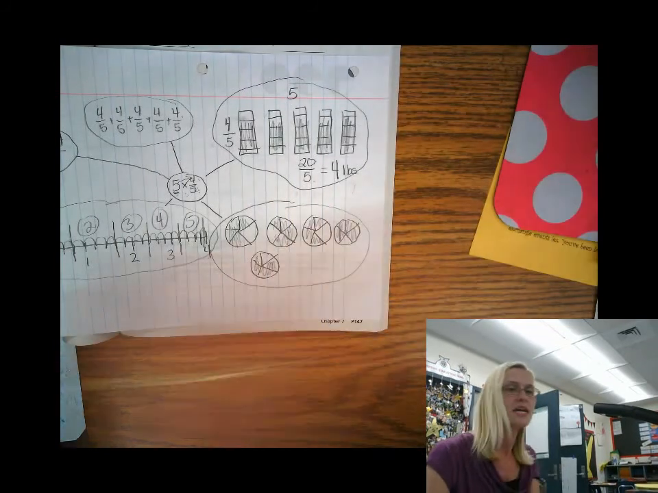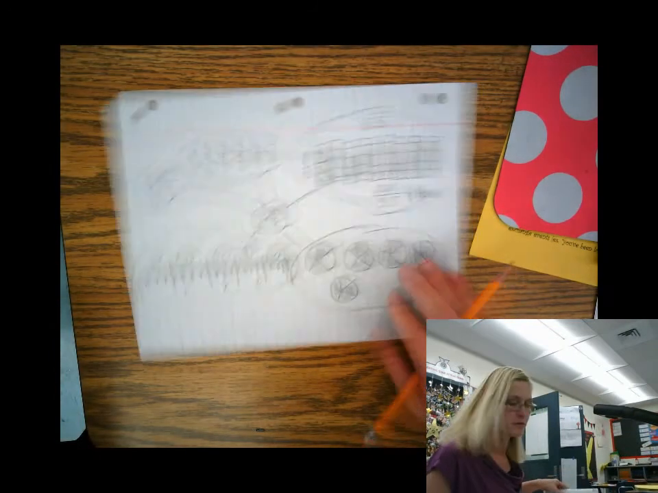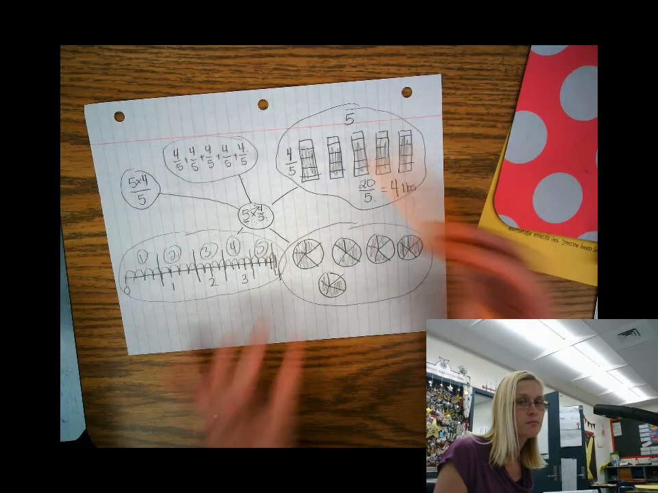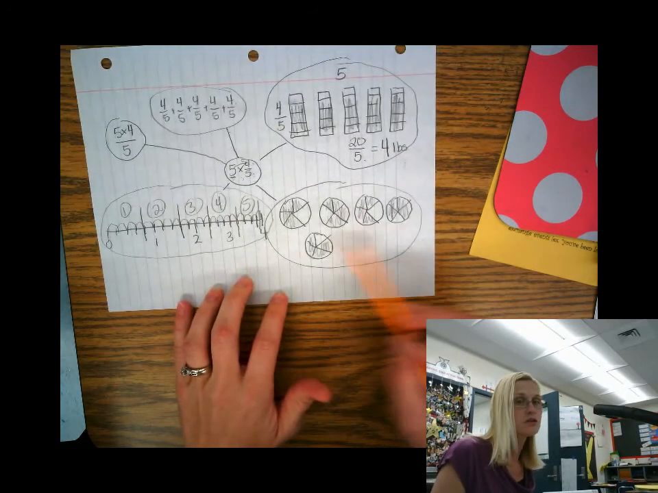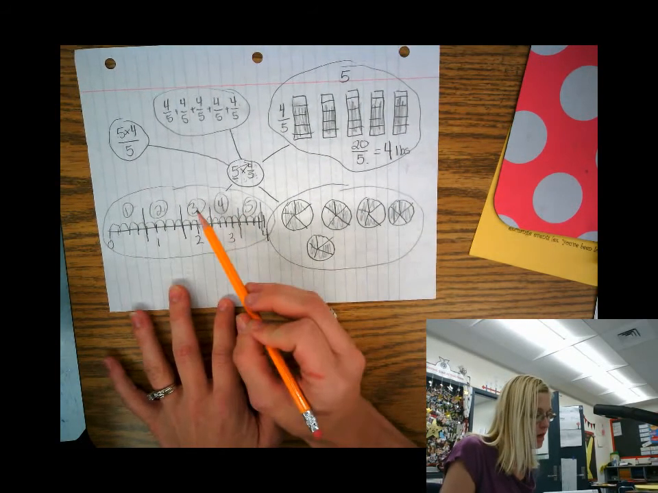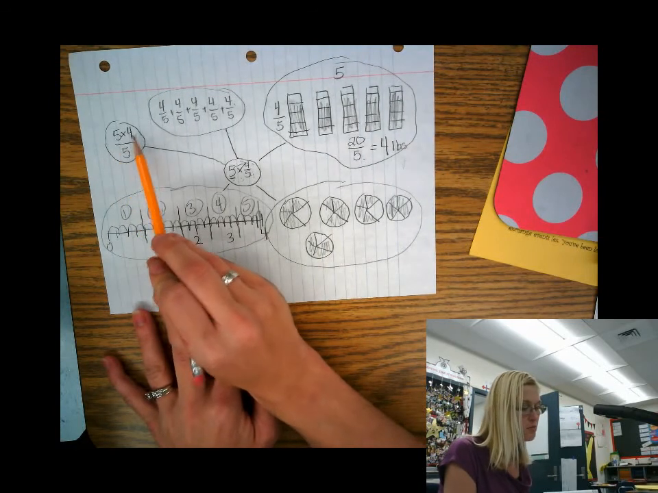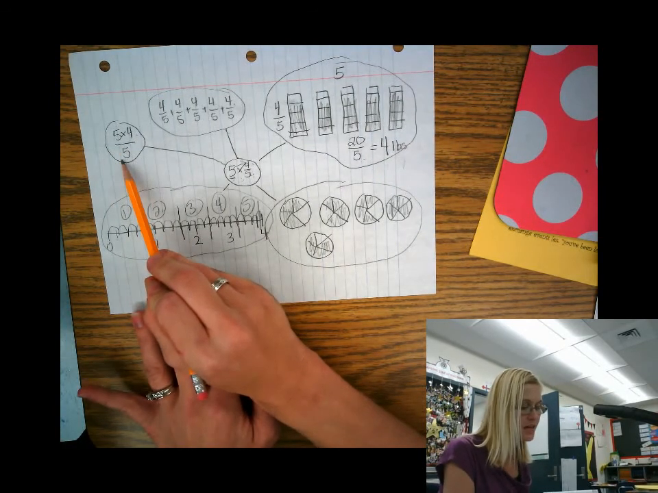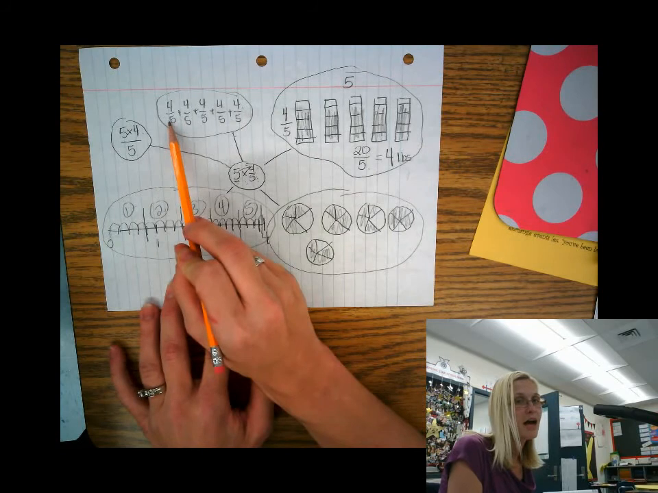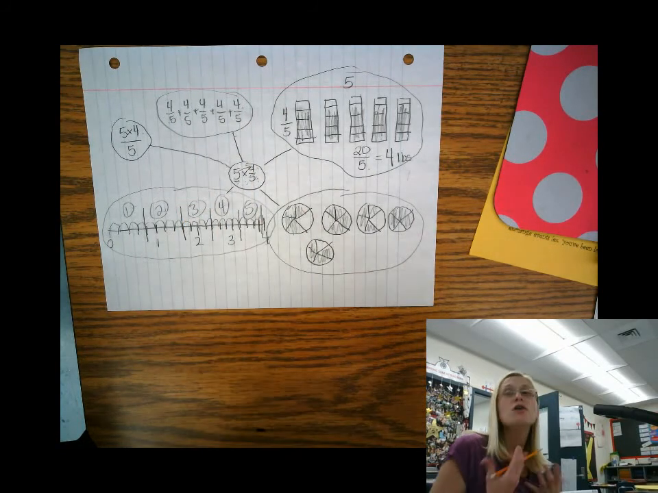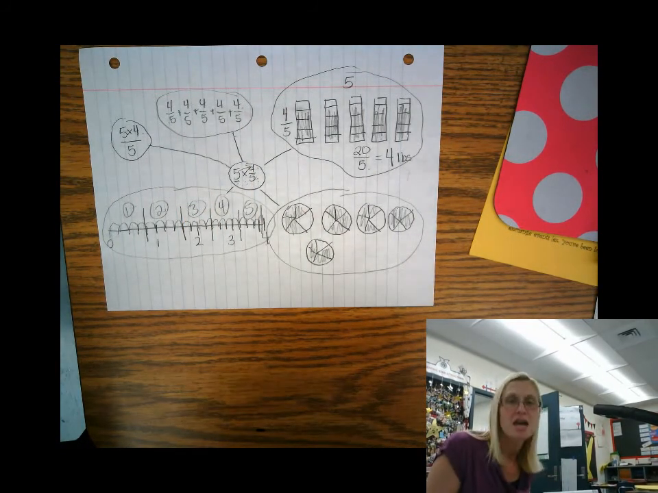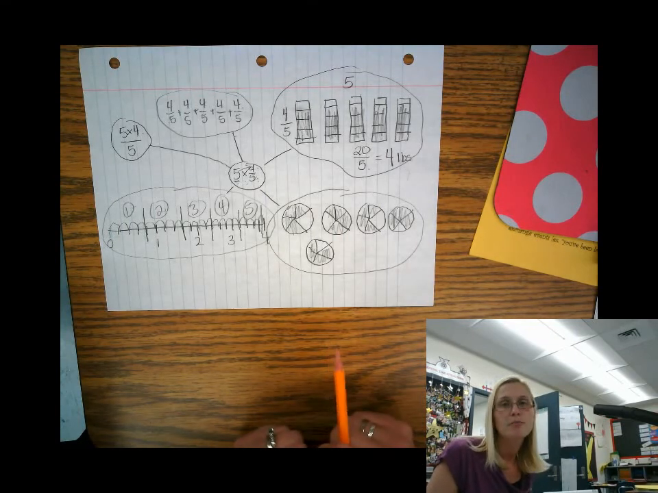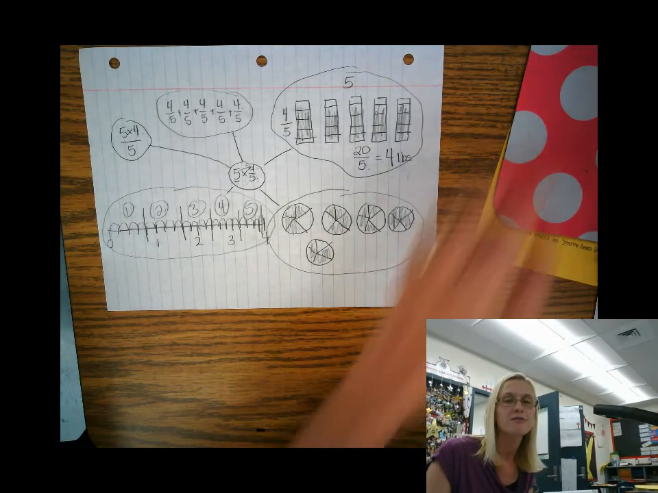So again, the ways that I can represent it: I can represent it with a rectangular model, with a circle model, a number line, multiplying my whole number by my numerator while the denominator stays the same, or with repeat addition by adding 4/5 5 times. So they're just some of the many strategies that we can use to help us when multiplying a whole number by a fraction.